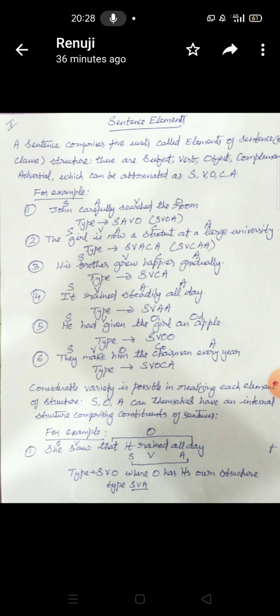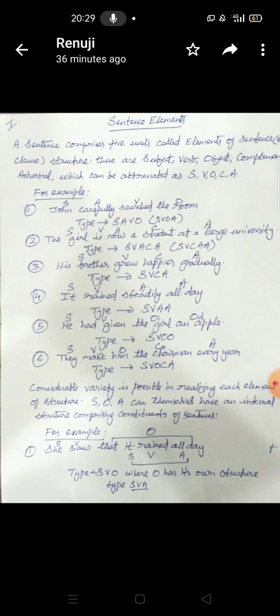Now, a lot of variety is possible in realizing each element of structure. For instance, the subject, object, and adverbial. Till now, there was just one word in place of subject, object, and adverbial, but we can also have a phrase or a complete clause in their places. They themselves have an internal structure comprising constituents of sentences. Let's take another example.